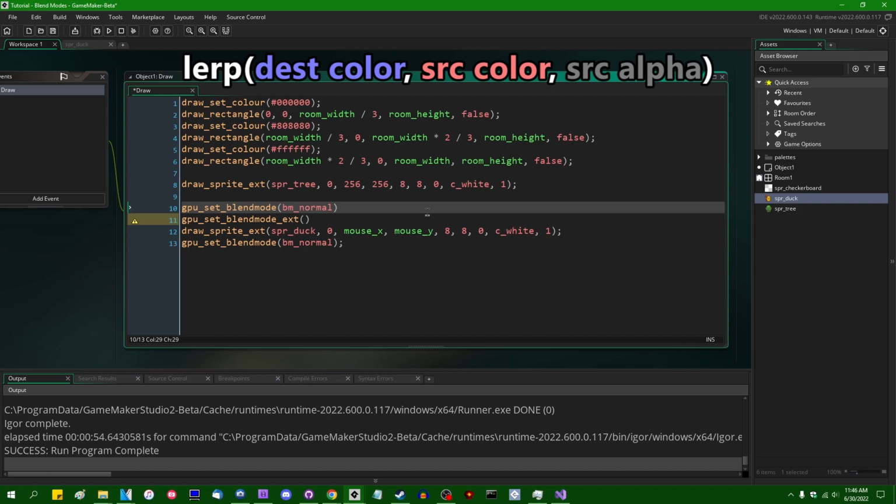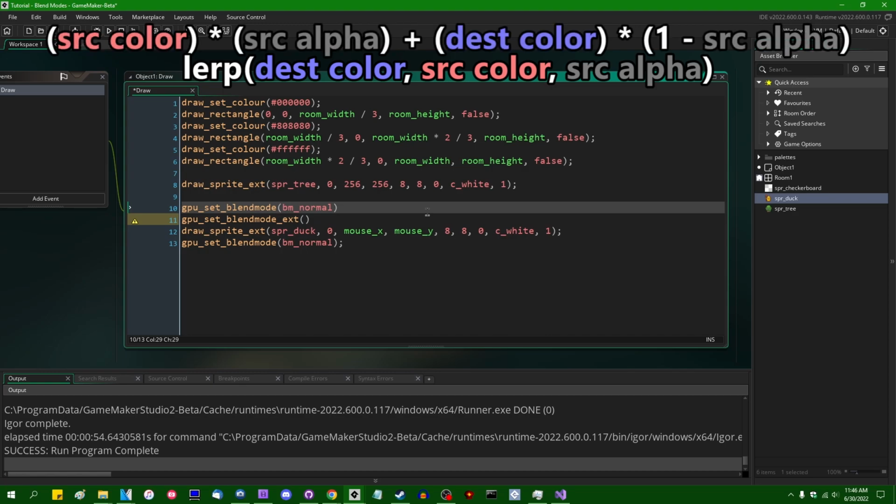And I also said that perhaps the more correct explanation of the normal blend mode is that you would take the source color multiplied by the source alpha, and you would add that to the destination color multiplied by the difference of 1 minus the source alpha. When you add those two color values together, that would be the output color, which is going to be the same result as the lerp, but it might be considered a little bit more mathematically correct.